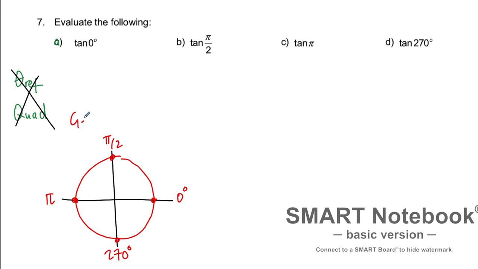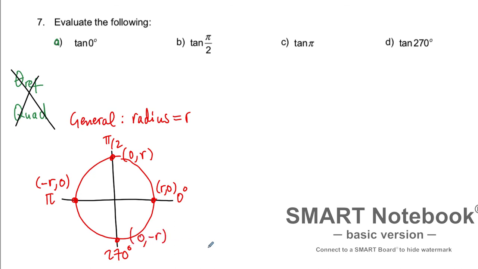Now in general, if we have a radius that's any letter, or any value I should say, that radius could be r. Now we could substitute the radius with 1 or 2 or 3, but any positive number will do. But in general, if the radius is r, the coordinates of this point will be r comma 0. This point will be located at 0 comma positive r. We're going to the left, so x will be negative r, and y is not moving up or down, so y is 0. And then lastly, we have 0 comma negative r.